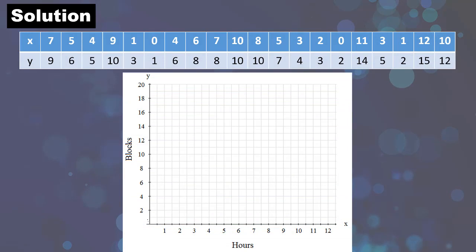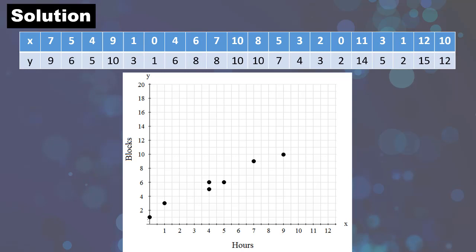So we need to plot each one of these points on the graph. The first point is x equals 7 and y equals 9. So we go to 7, 9 on the graph, and we put a point. Then we'll put a point at 5, 6. So that's the point at 5, 6. Then 4, 5. Then 9, 10. Then 1, 3. Then 0, 1.